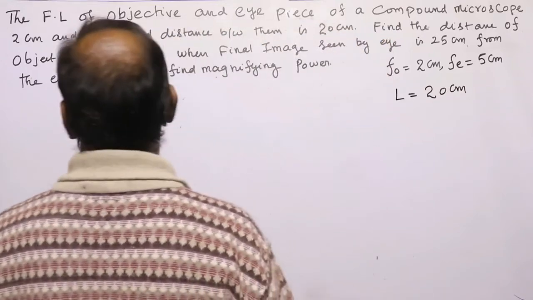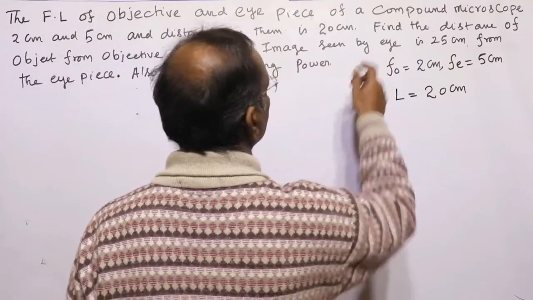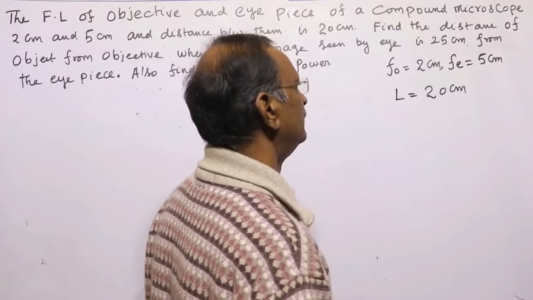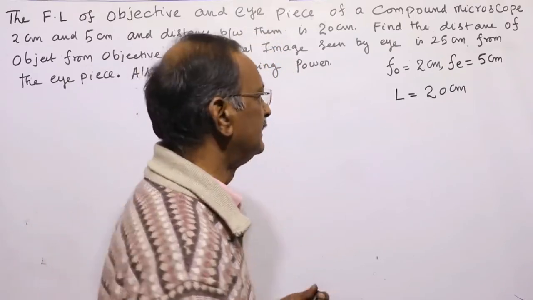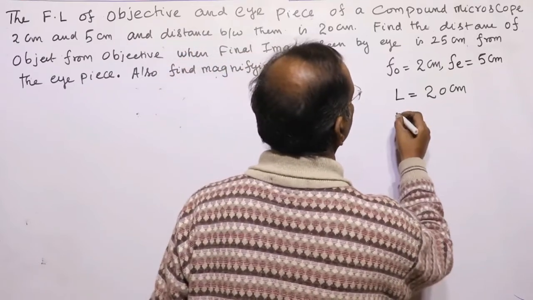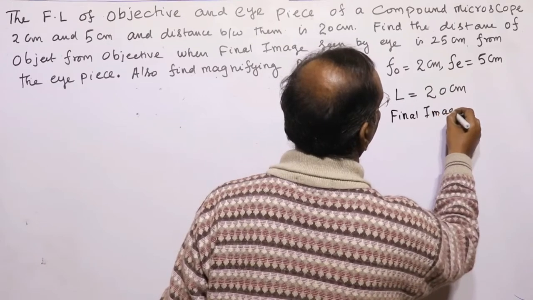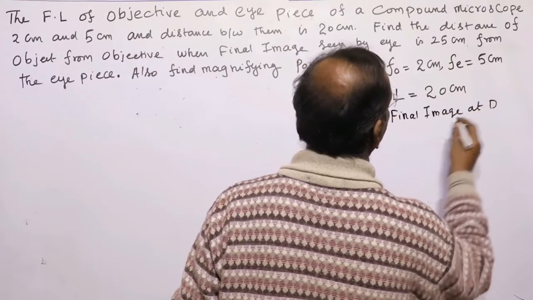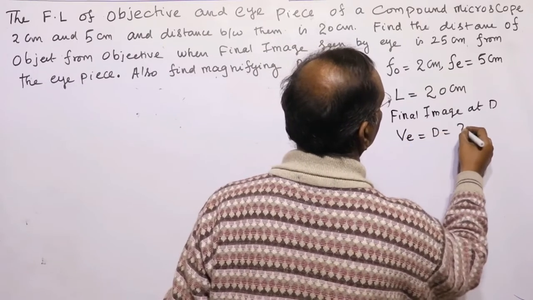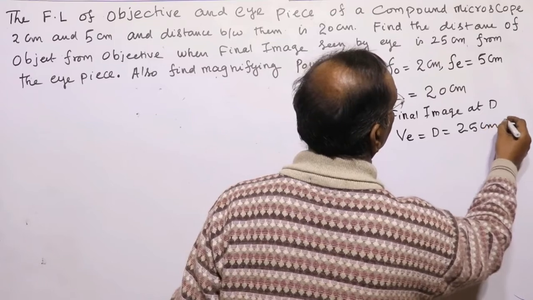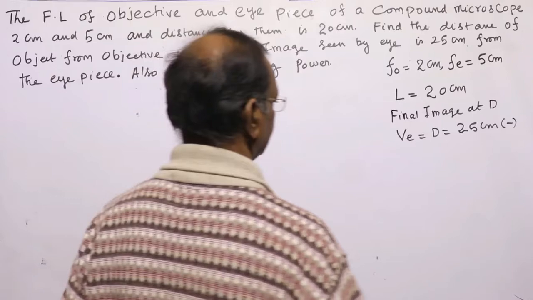Find the distance of the object from the objective when the final image seen by the eye is 25 centimeter. It means the final image is formed at the least distance of distinct vision. That is, final image at D. Therefore, VE is equal to D is equal to minus 25 centimeter. It is negative because the image is formed in front of the lens, against the ray direction.